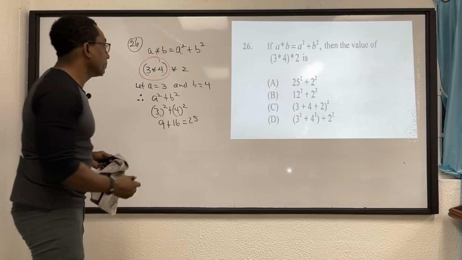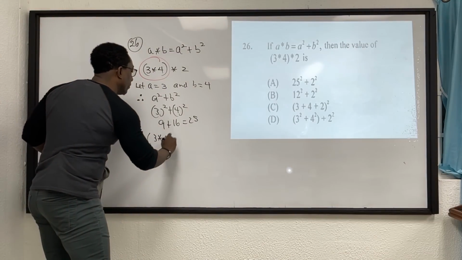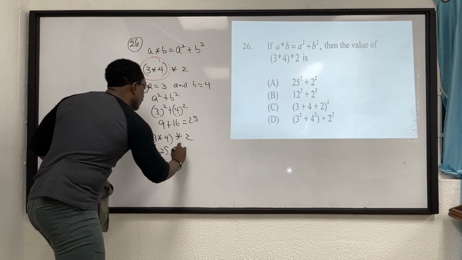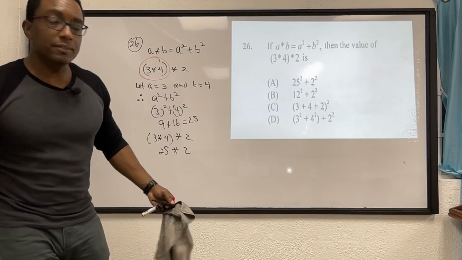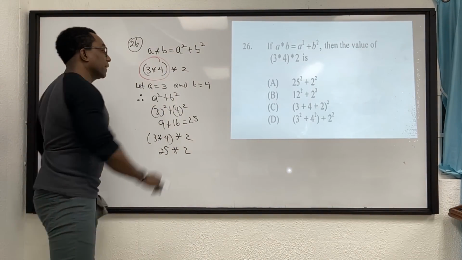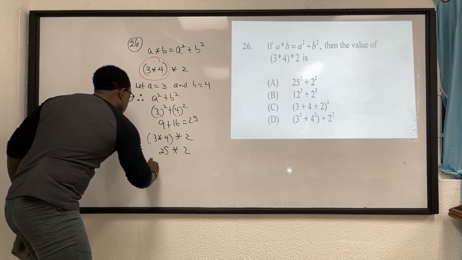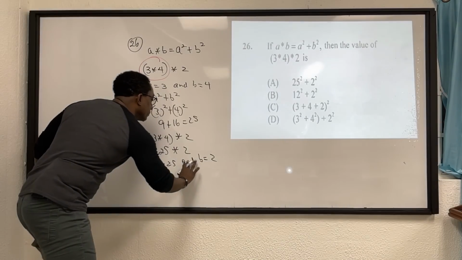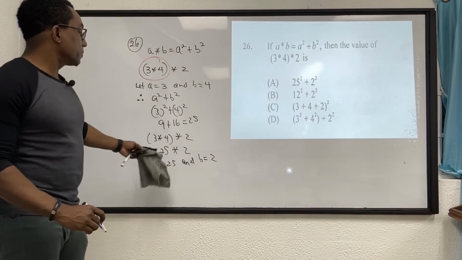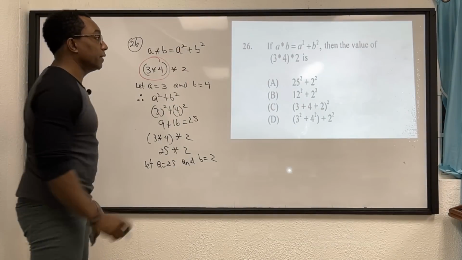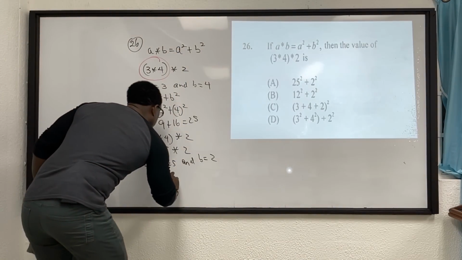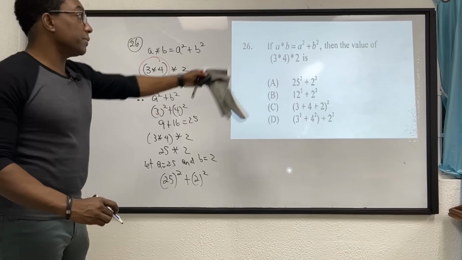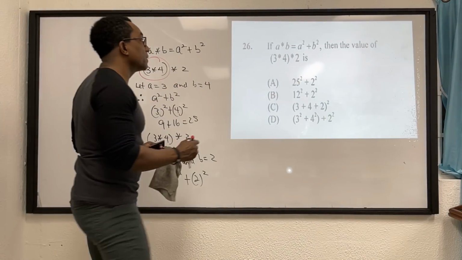So therefore, what's going to happen? 3 asterisk 4 asterisk 2 is the same as 25 asterisk 2. And to find that result, we're using this relationship again. We let A be 25 and B be 2. And all I'm going to do is substitute A and B into this expression given. So this will be 25 squared plus 2 squared, whose answer is A.